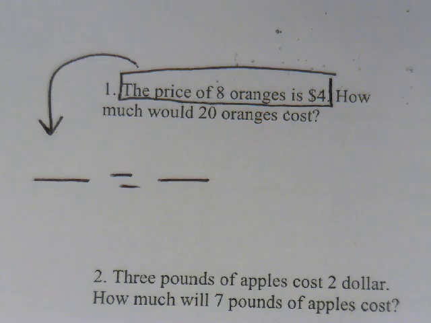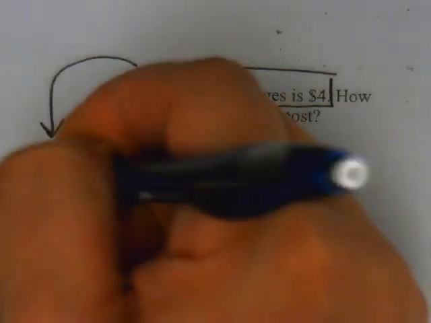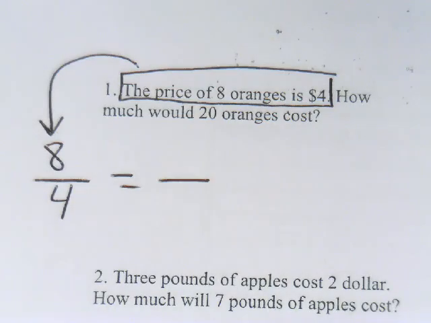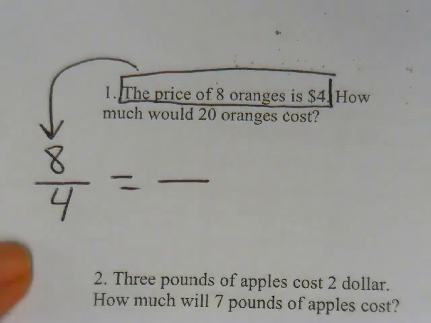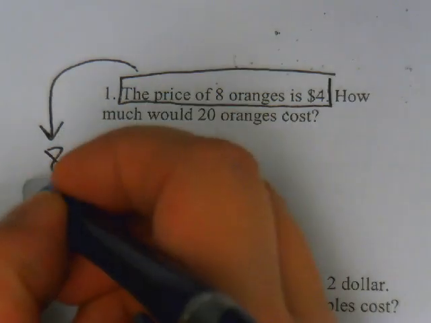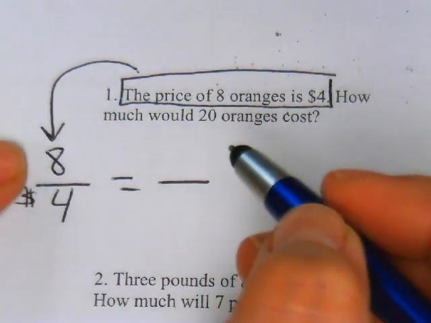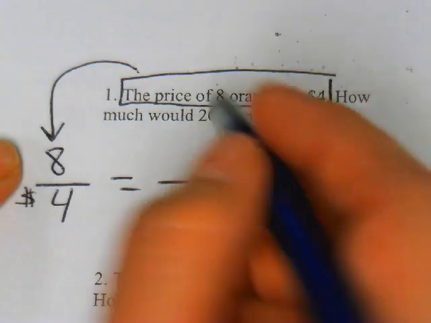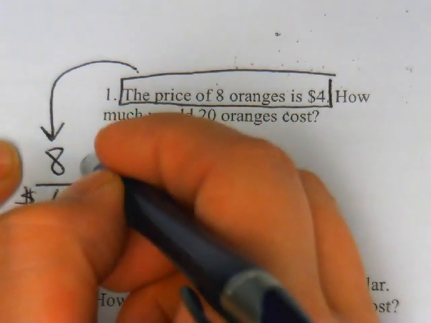Okay. What are the 2 numbers that they give us in the first sentence? 8 and 4. So that's going to be our fraction. 8 and 4. But wait! Please label this. What does the 4 mean? The 4 means money. What does the 8 mean? Oranges. I'm going to put a G for oranges.